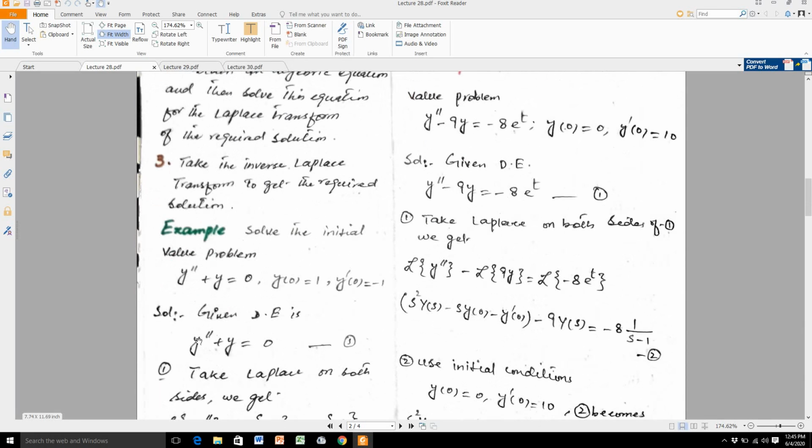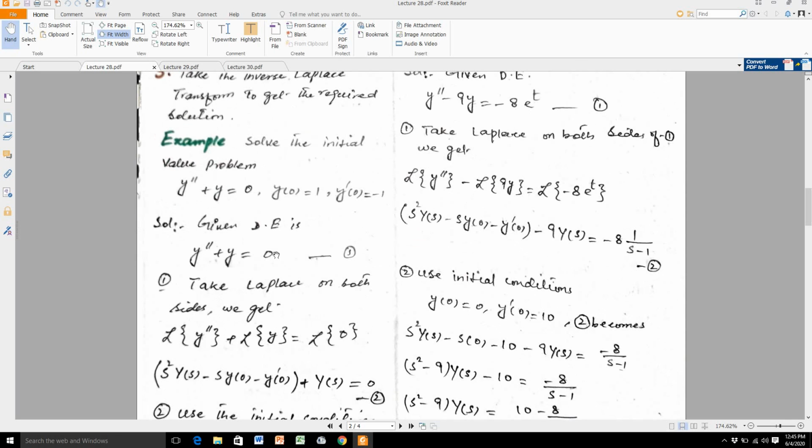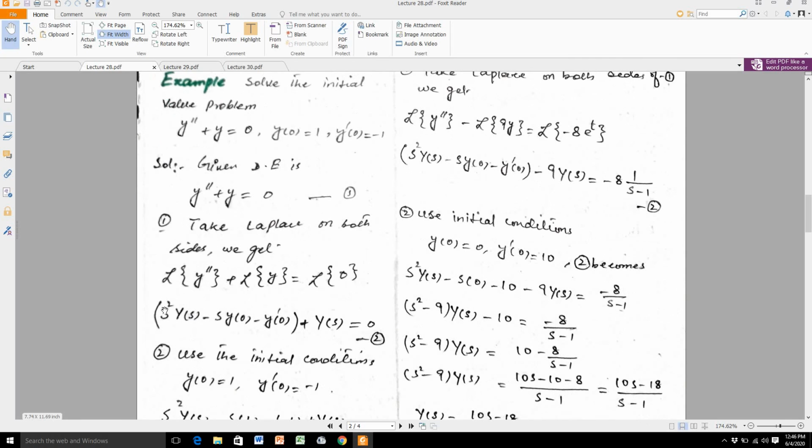Here we take an example of an initial value problem: y double prime plus y is equal to 0, with y of 0 equal to 1 and y prime of 0 equal to minus 1. First of all, we take the given differential equation, y double prime plus y is equal to 0. Say this is equation number 1. The first step is to take the Laplace transformation on both sides. Here we apply the Laplace on the left side and on the right side.